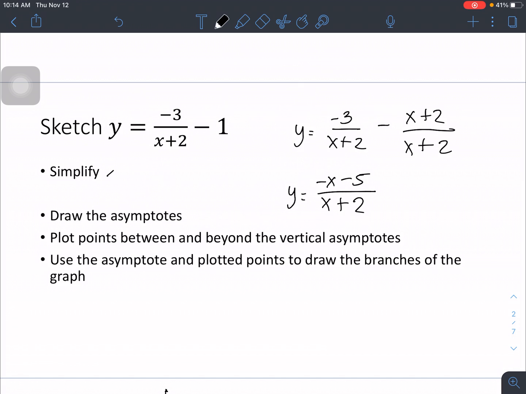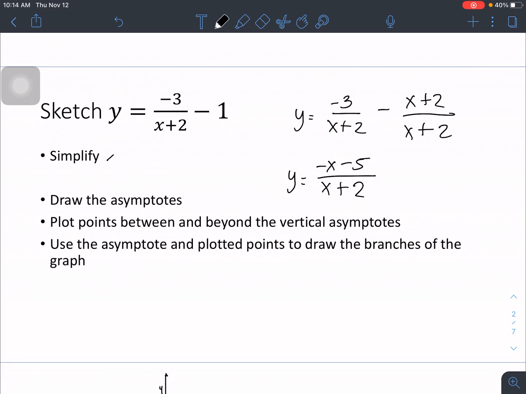Now, we need to draw the asymptotes. First, we need to identify the vertical asymptote. The vertical asymptote is related to the denominator. This will be x plus 2 is equal to 0, so x is equal to negative 2. So the vertical asymptote will lie at negative 2.